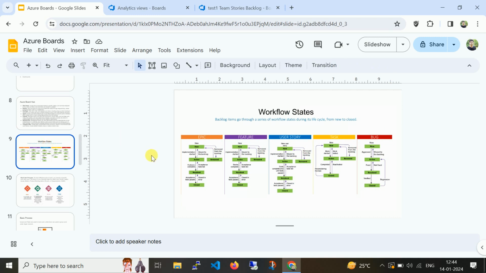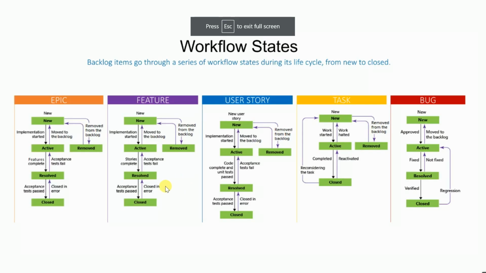Now we will look at the workflow states. So first one is epic. The epic is basically used for the new item, like implementation started, then feature completed, resolved, closed in error. Using implementation started, stories completed, then user stories, then task and bug. This is the workflow state of each project management scenario, where each and every task is passed through different states.